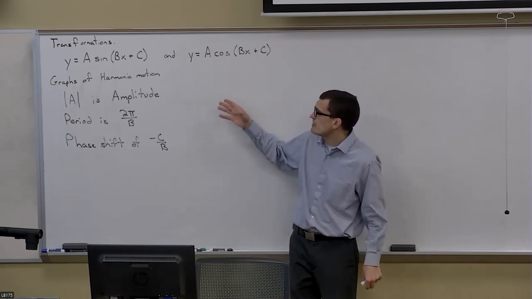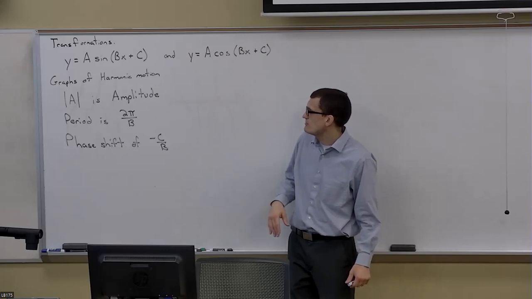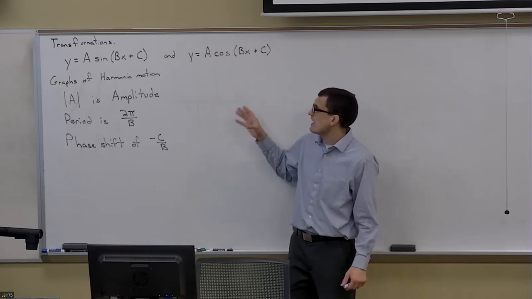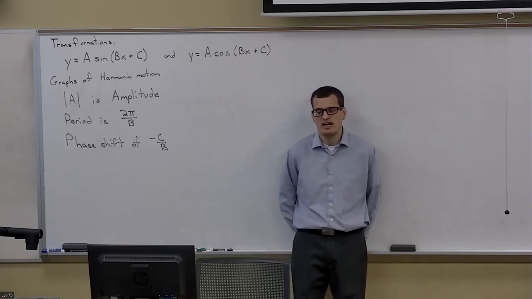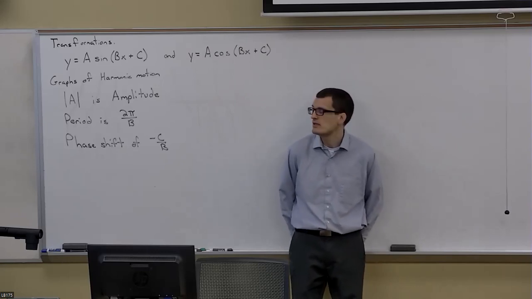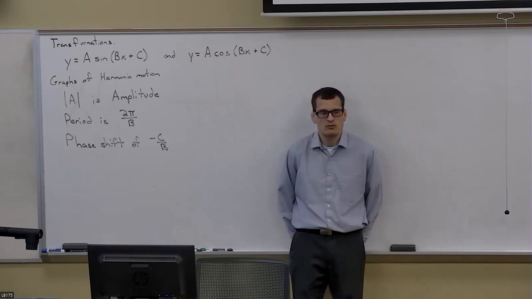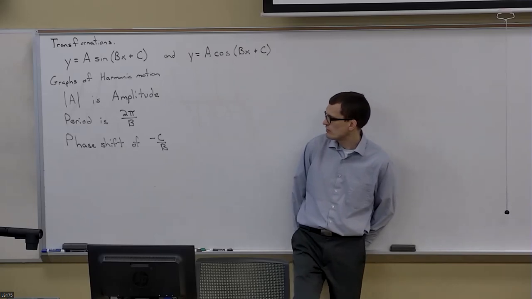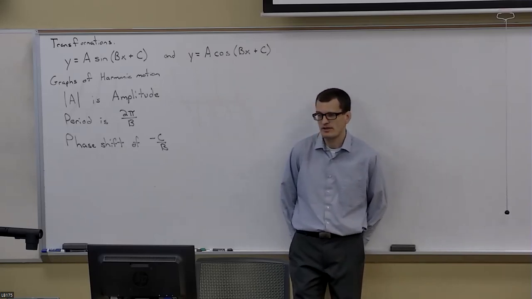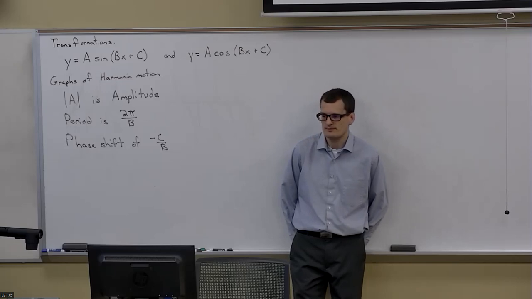So this is how sine and cosine work with all their translations. And because sine and cosine are harmonic motion, we have these new terms like amplitude, period, phase shift, rather than vertical stretch, horizontal stretch, horizontal translation. Does that make sense? That's the idea.